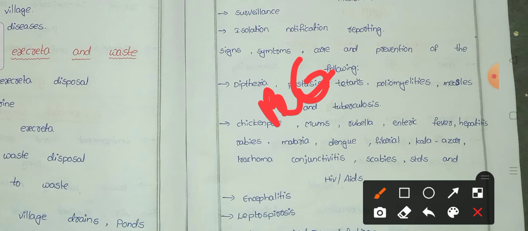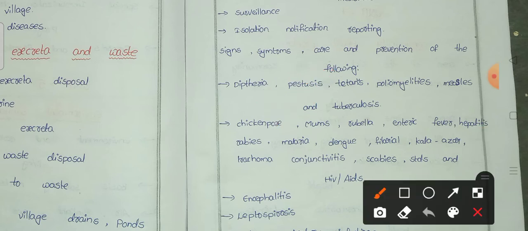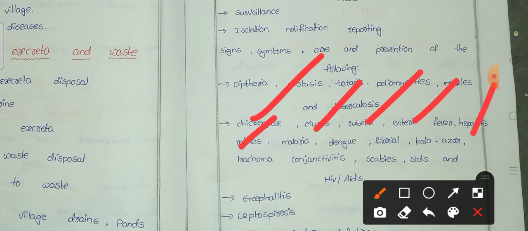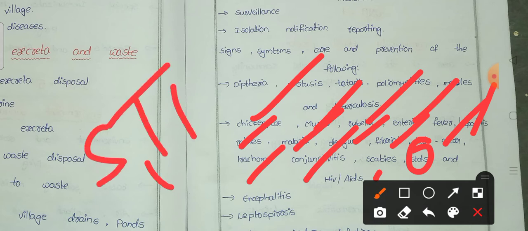Like we have tried all those, whatever list: chicken pox, mumps, rubella, enteric fever, hepatitis, rabies, malaria, dengue, filaria, kala-azar. Okay, trachoma, vaginitis, conjunctivitis, scabies, STDs, not like this we have tried. STDs means like this we have to write always, not in small letters.